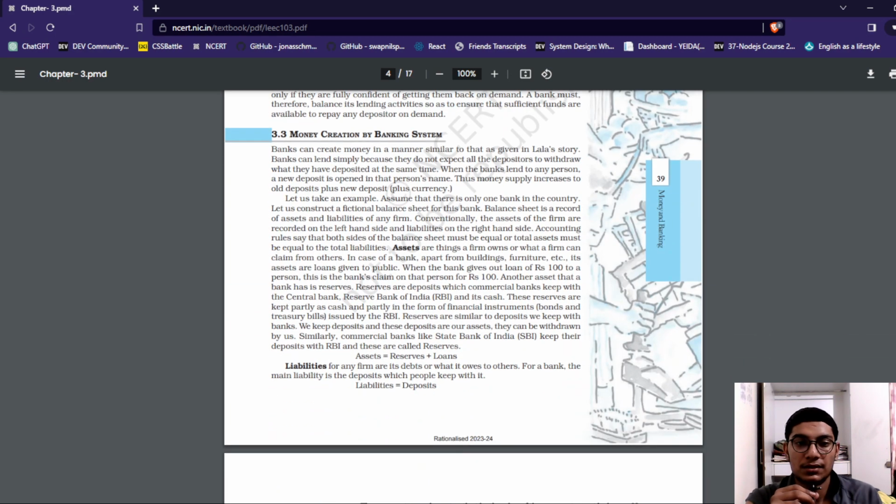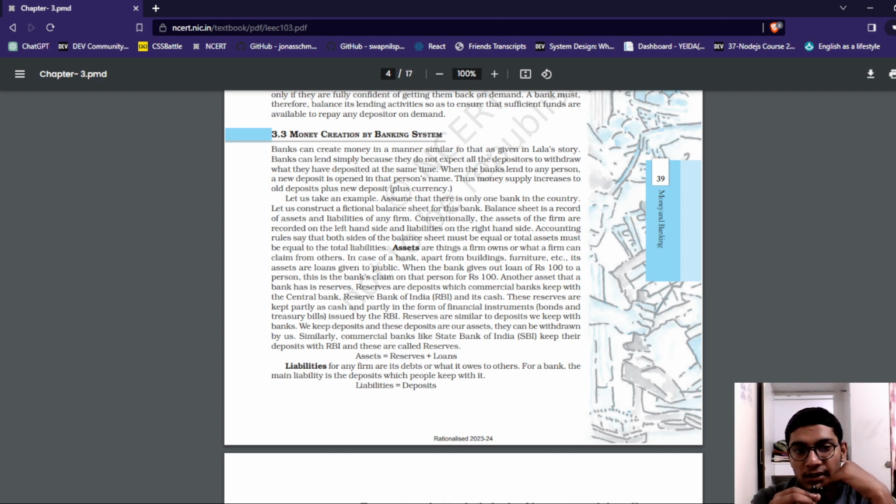Money creation in the banking system. Banks are creating money in a manner similar to the Lala story. Banks can lend money simply because they do not expect all depositors to withdraw what they deposited at the same time. When the bank lends to any person, a new deposit is opened in the person's name. The money supply increases to old deposit plus new deposit.